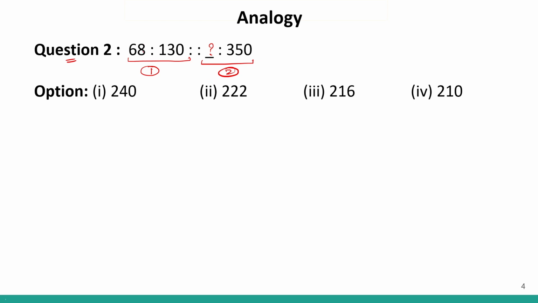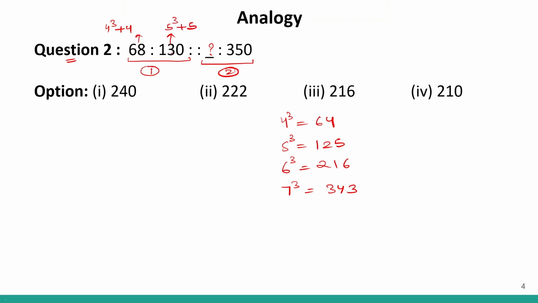Now, between 68 and 130, if you remember cubes, you know 4 cube is 64. Correct? 5 cube is 125. 6 cube is 216 and 7 cube is 343. Correct? You should remember these cubes. Now 68 is basically 4 cube plus 4. 64 plus 4 will give me 68. 130 is 5 cube plus 5. 125 plus 5 will give me 130.